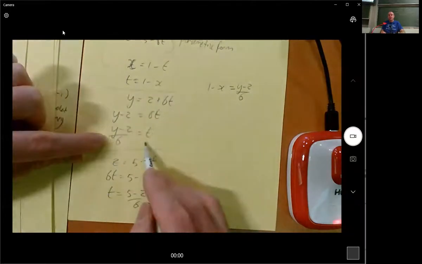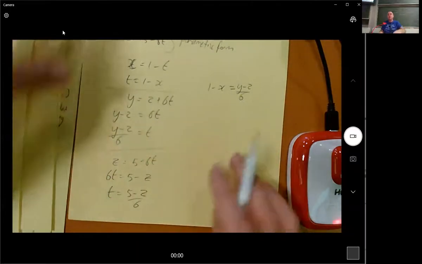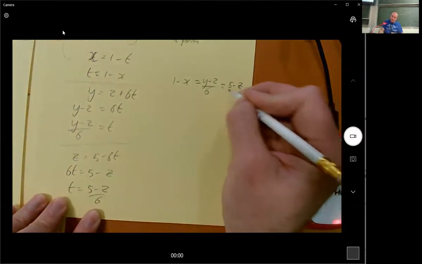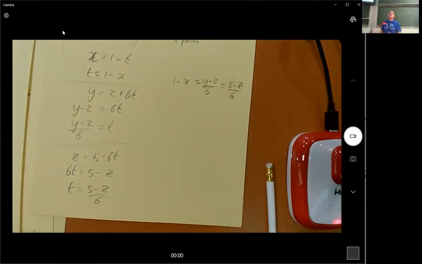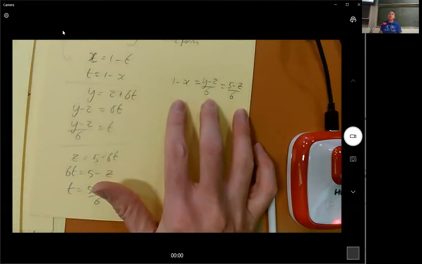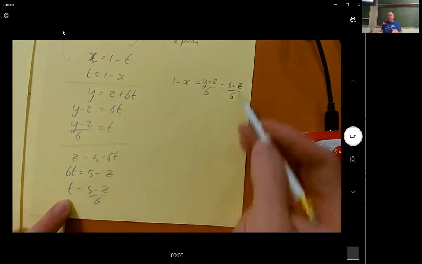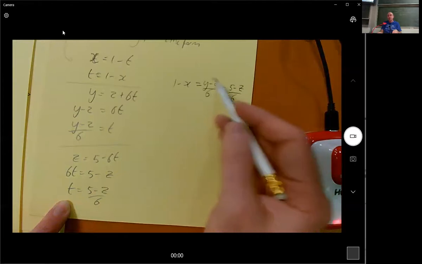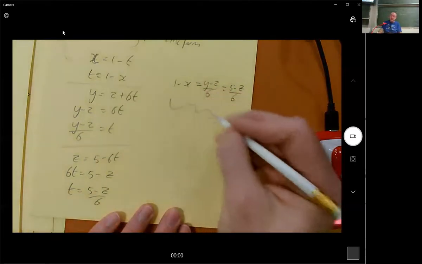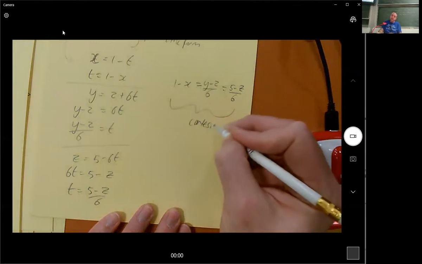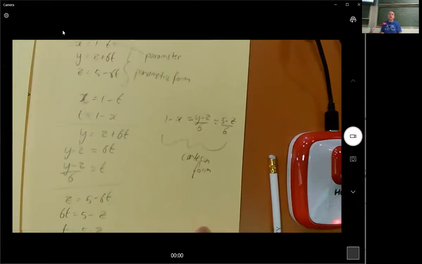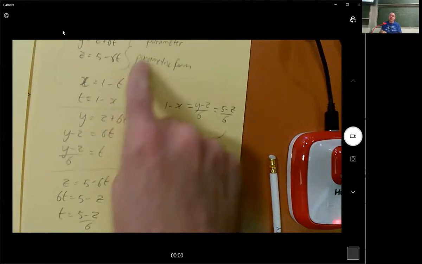This is equal to t and this is equal to t, so they must be equal to each other. And in fact, it's also equal to this because this is equal to t. That neatly creates two equations, technically three, but you know that this is equal to t as well, so they must be equal to each other. And that is now a Cartesian form of the line. That's how to convert from vector form to Cartesian form. Go via the parametric form.